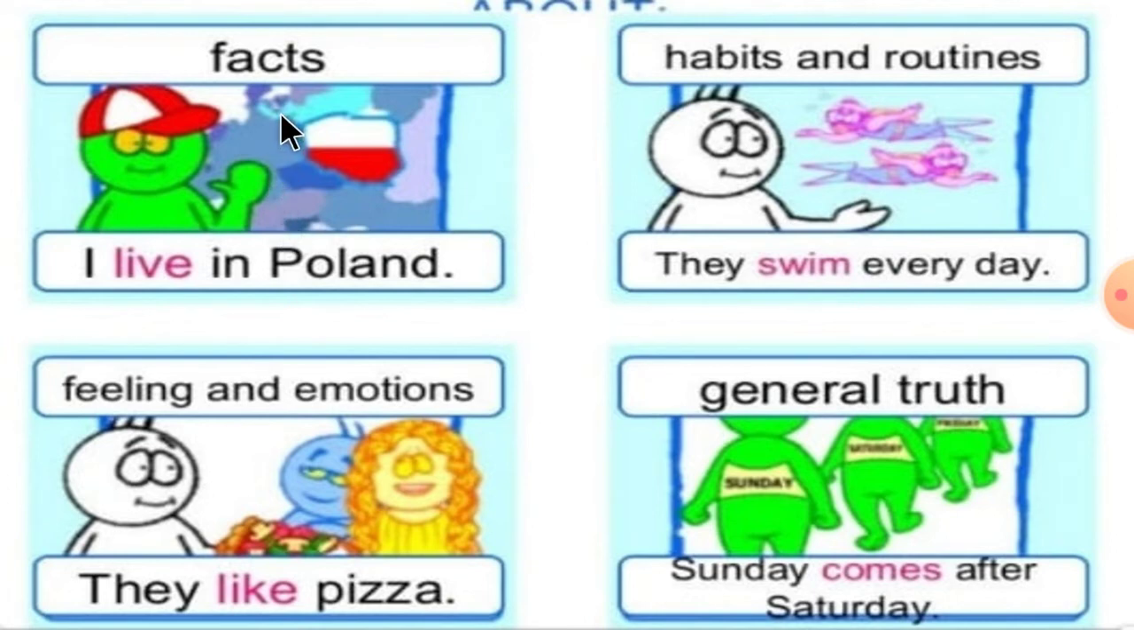Number one, when there is a fact, means reality. I live in Poland. For example, I live in India. So here I am saying that I live in Bhavnagar. I live in India. That is the reality, fact.